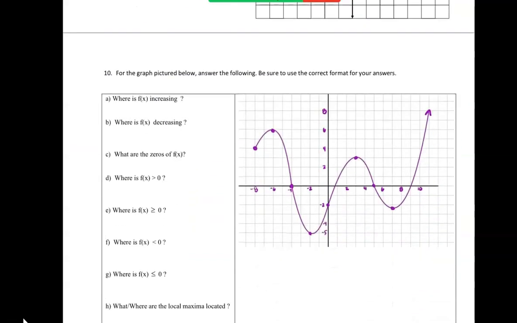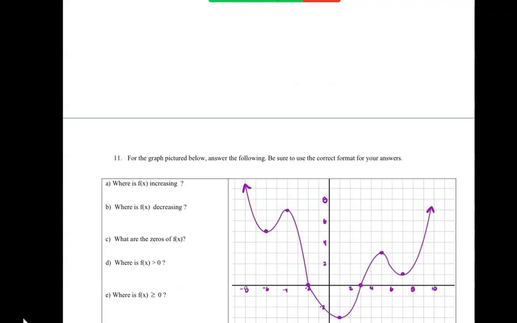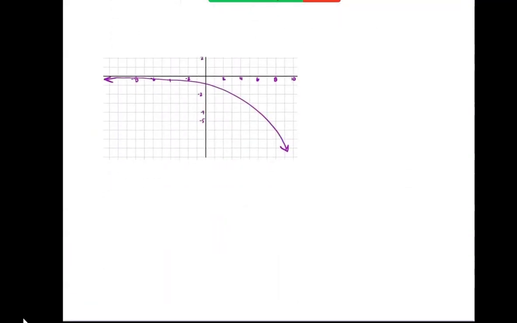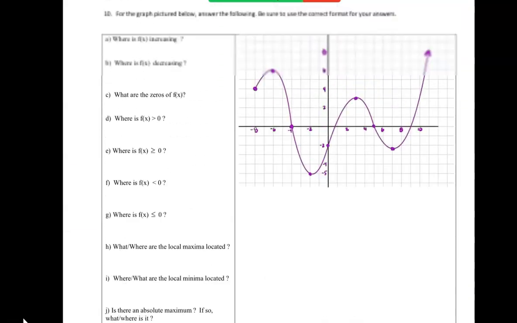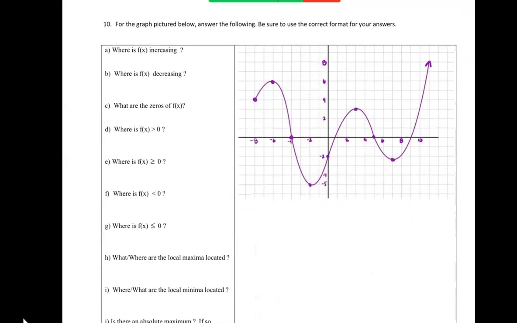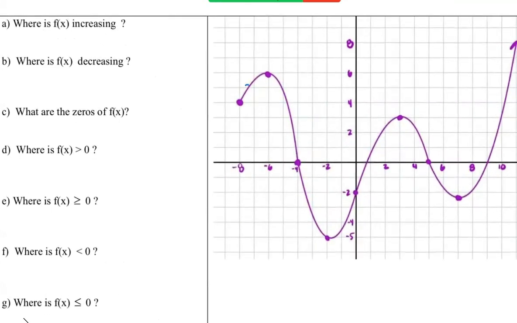Now we're going to analyze some functions. I have 2 functions to analyze, and then I have end behavior, and then we are done. So let's analyze this. Where is the function increasing? I'm going to talk calculus for a second. The function's increasing where a tangent line drawn to the function has a positive slope. When the tangent line has a slope of 0, it is neither increasing nor decreasing. You see how this has a negative slope, so it's decreasing.